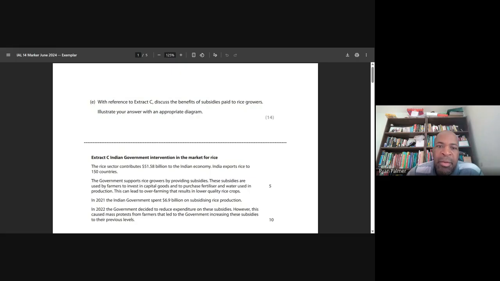So it will be firstly our main point, and then we develop that main point, and then secondly, and then we develop that main point, and then we integrate our analysis. So firstly, however, secondly, however, and then job done.